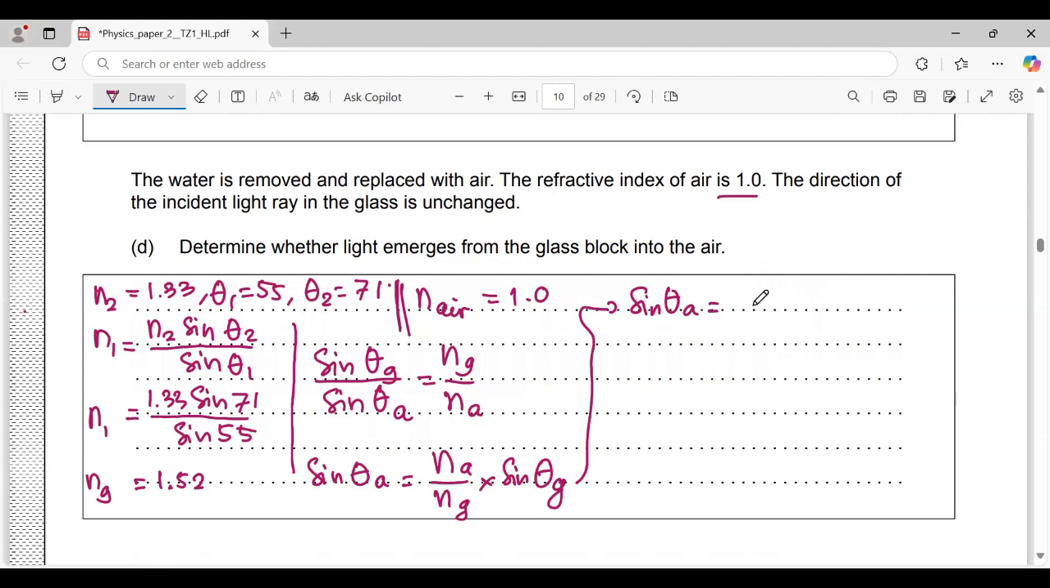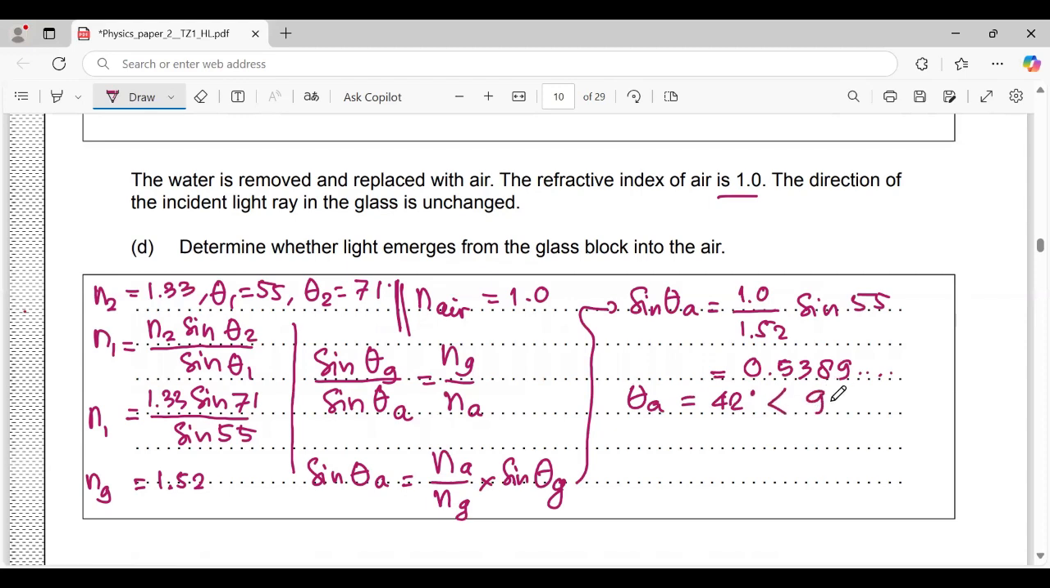And we can calculate sine theta air equals 1.0 over 1.52 times sine 55. And then the result, if you calculate, is 0.5389. So theta air equals 42 degrees. I have calculated on my calculator.